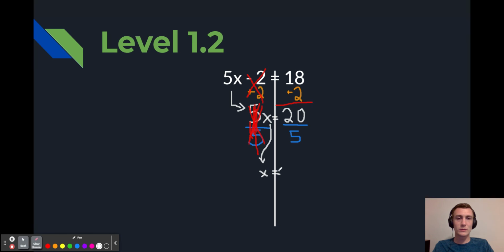equals 20 over 5. What does that equal? What operation is this? That's division. So what's 20 divided by 5?